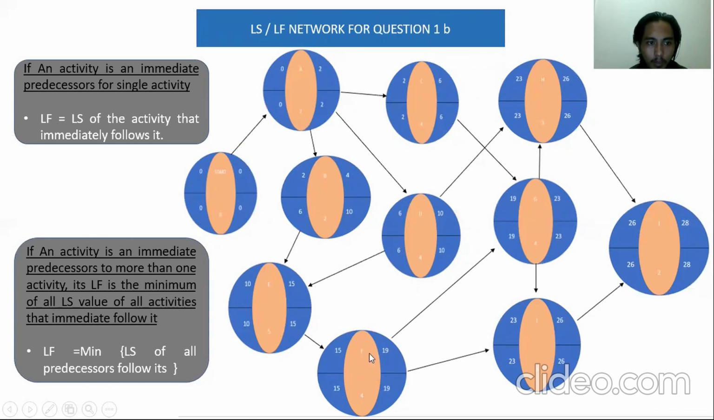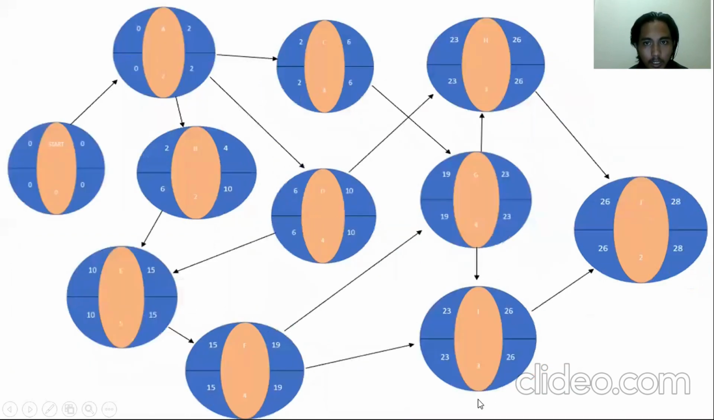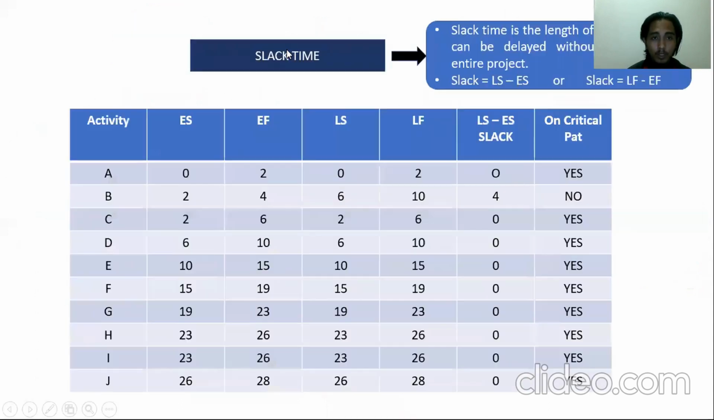This activity is an immediate predecessor to more than one activity, and between these two, the value taken is the minimum, which is 19. So this is the overall ES, EF, LS, and LF diagram network.